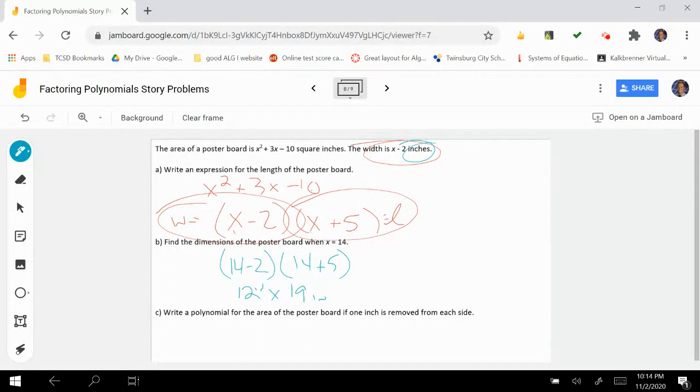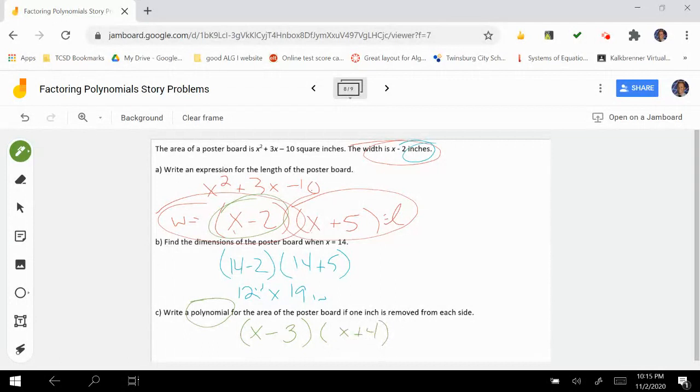Write the polynomial for the area of the poster board if 1 inch is removed. So this is kind of a cool question. If we remove an inch, what does that look like? All right, it says write the polynomial. So it doesn't want 11 by 18. It wants you to rewrite the polynomial. So how would you do that? Well, instead of saying x minus 2, it'd be x minus 3. And this would be x plus 5, take away 1, is x plus 4.